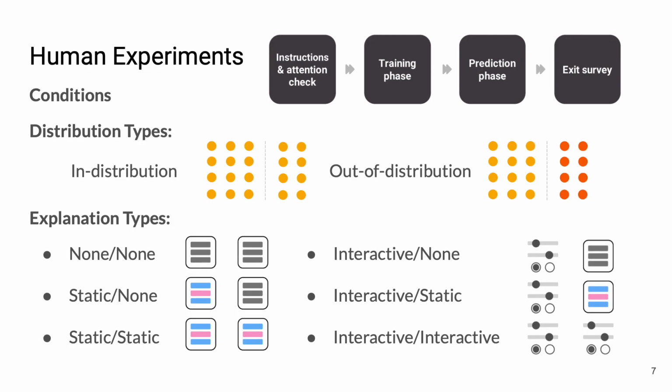For example, the condition interactive none means that participants see the interactive interface in the training phase, but receive no assistance in the prediction phase. We adopt this design because ideally participants should be able to learn enough to achieve complementary performance with less or even no assistance after the training phase.